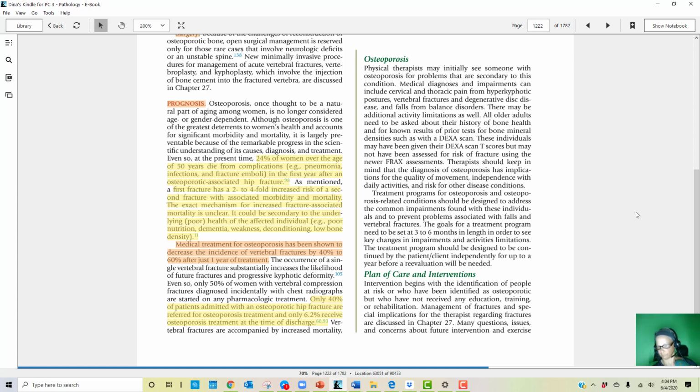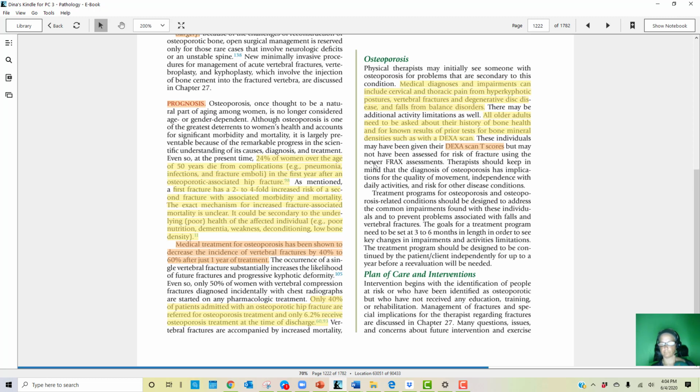Osteoporosis. Physical therapists may initially see someone with osteoporosis for problems that are secondary to this condition. Medical diagnosis and impairments can include cervical and thoracic pain from hyperkyphotic postures, vertebral fractures and degenerative disc disease, and falls from balance disorders. There may be additional activity limitations as well. All older adults need to be asked about their history of bone health and for known results of prior tests for bone mineral densities such as with a DEXA scan. These individuals may have been given their DEXA scan T-scores but may not have been assessed for risk of fracture using the newer FRAX assessments.